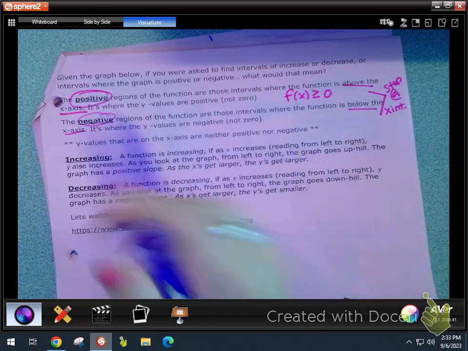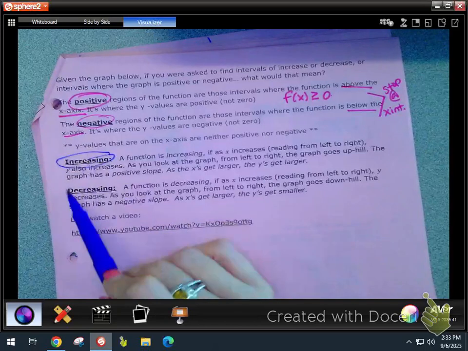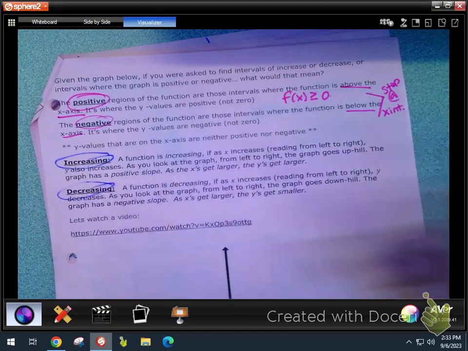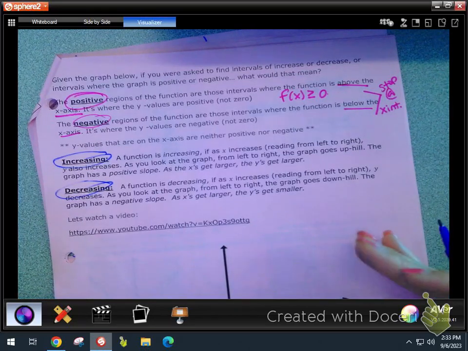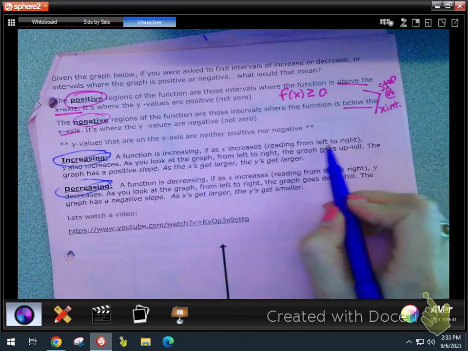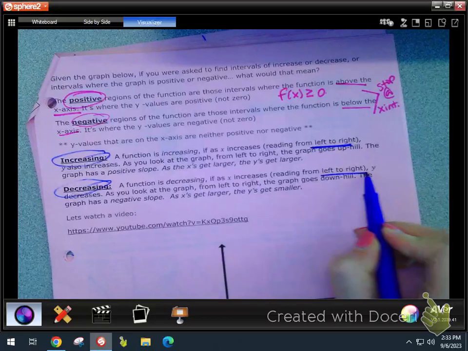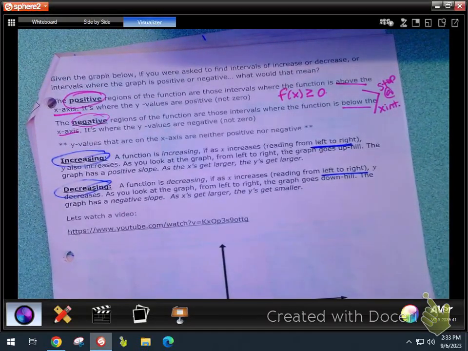Increase and decrease, again, he gave a whole definition about the slope of a tangent line and so on. Here's the thing: if it's going up, it's increasing. If it's going down, it's decreasing. You have to make sure that you're reading your graph from left to right. So follow your graph. If you're going up, we're increasing. If you're going down, you're decreasing.